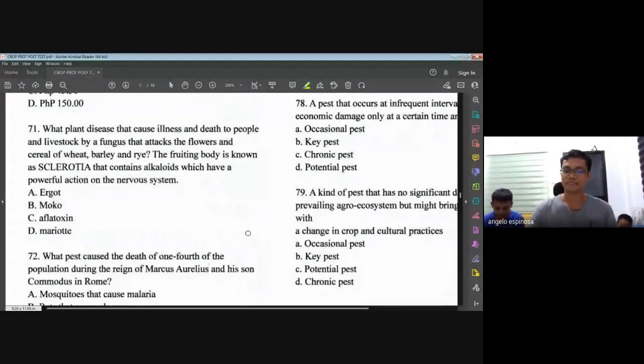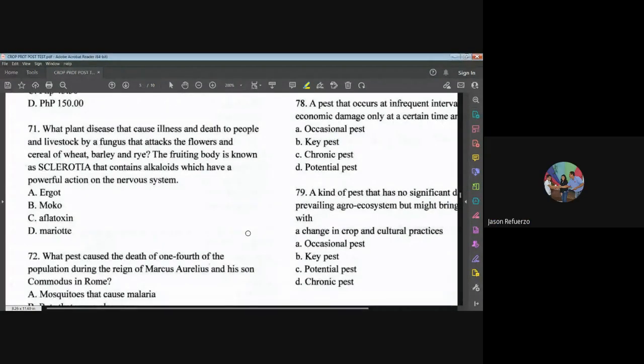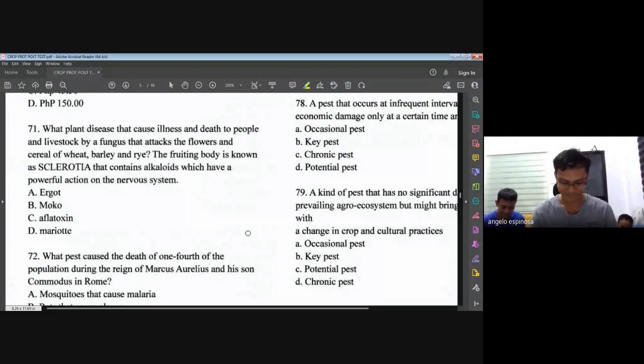Ganyan yan, Jay? Yes, sir. Ano yung mga sa likod ko, Jay? Mumu. Sorry na. Ikaw nang red. Insect.